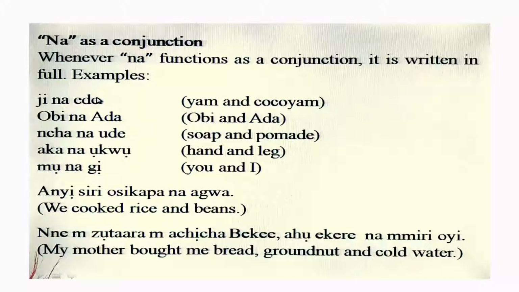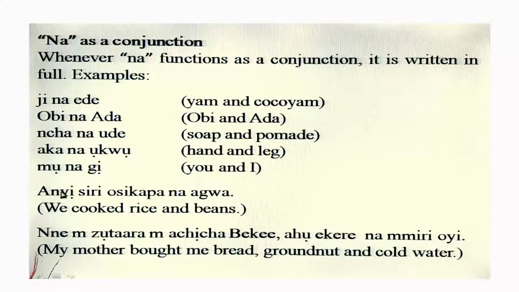Ji na ede, obi na ada, ncha na ude, aka na ogu, mu na ge. Now here I have you and I. In Igbo, the first person pronoun always comes before the second person when you are using them together. Unlike English, where the second person pronoun comes first, you and I. But in Igbo, it is the other way around. The first person comes first, mu na ge.